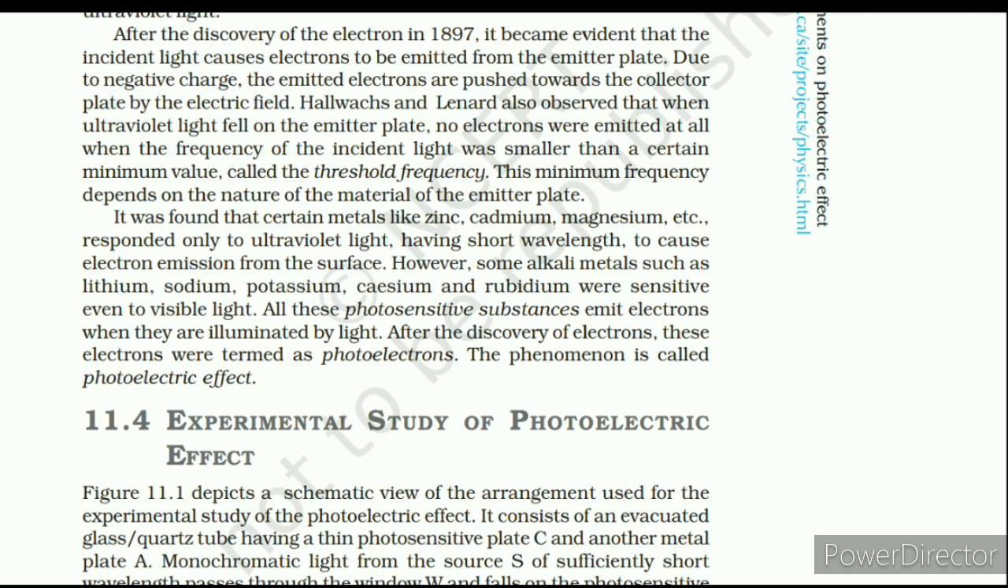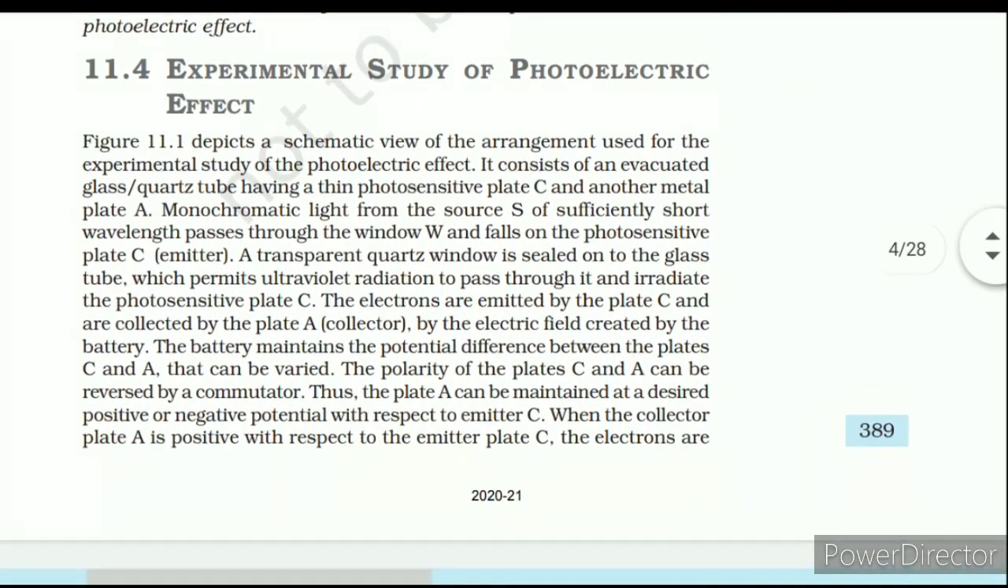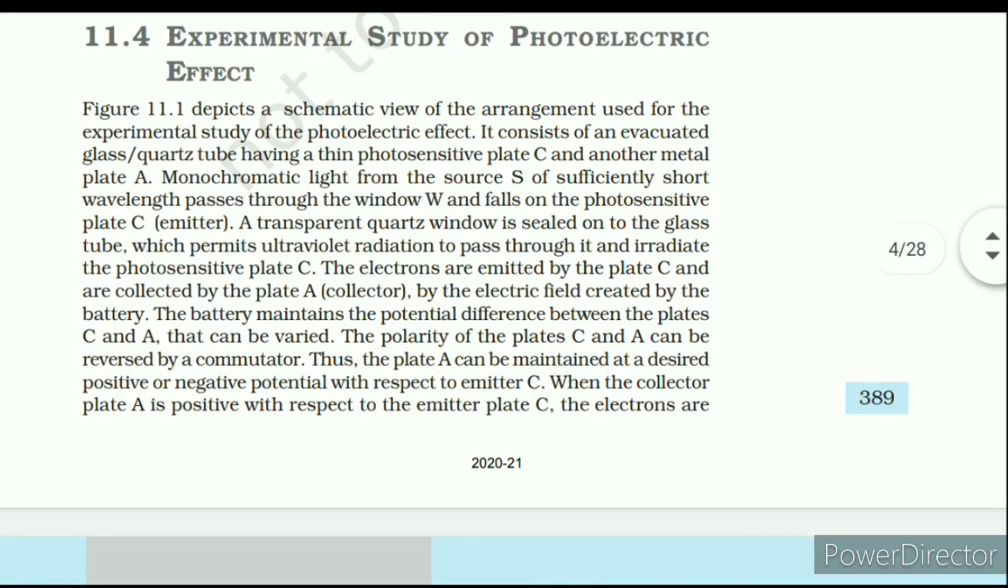11.4.1 Effect of intensity of light on photocurrent. The collector A is maintained at a positive potential with respect to emitter C, so that electrons ejected from C are attracted towards collector A. Keeping the frequency of incident radiation and the potential fixed, the intensity of light is varied and the resulting photoelectric current is measured each time.